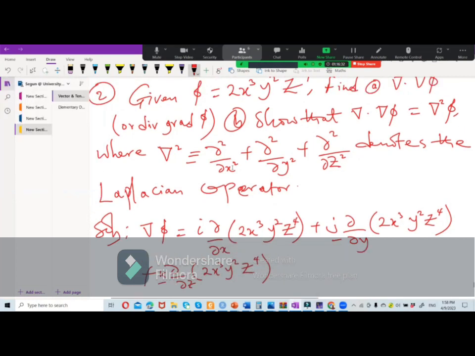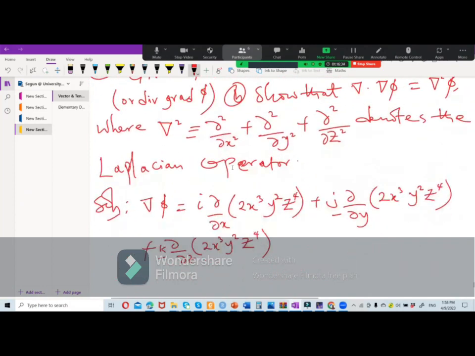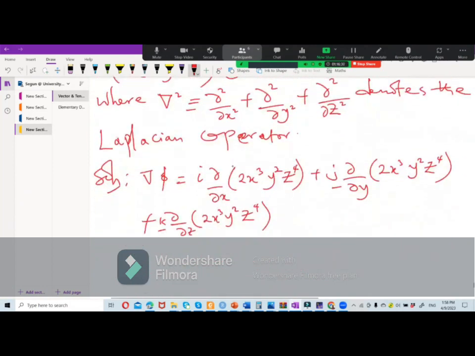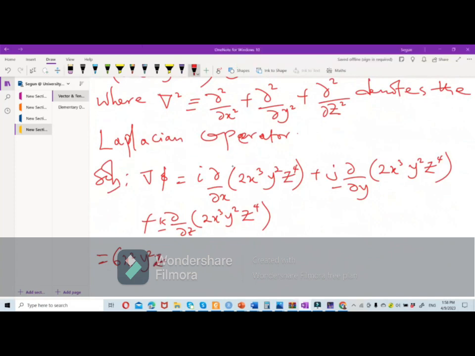Okay, so I have 6x squared y squared z raised to the power of 4, i. Let me write it along with you. Then plus 4x cubed y z raised to the power of 4, j. Plus 8x cubed y squared z raised to the power of 3, k.